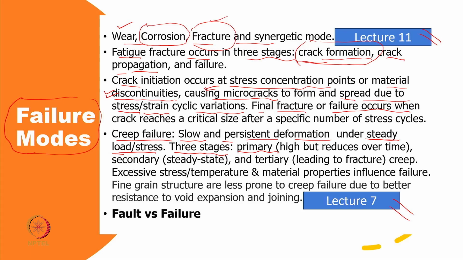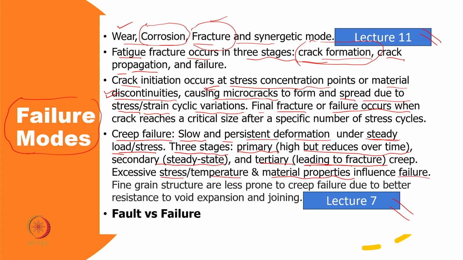A similar kind of thing happens in creep also. In the primary stage it is initially high, but it will reduce over time. Then secondary, it will be more or less steady, and tertiary, which leads to fracture, which means significant failure possibilities are there. And this happens because of excessive stress and temperature, and sometimes material properties. A few materials are very sensitive to creep failure. We should not use those kinds of materials.